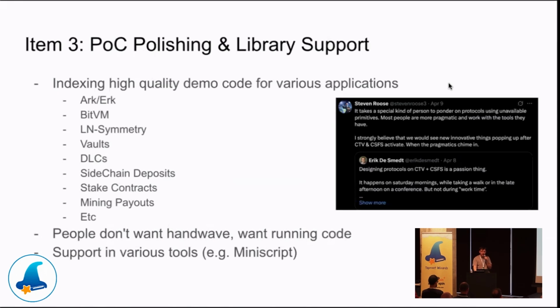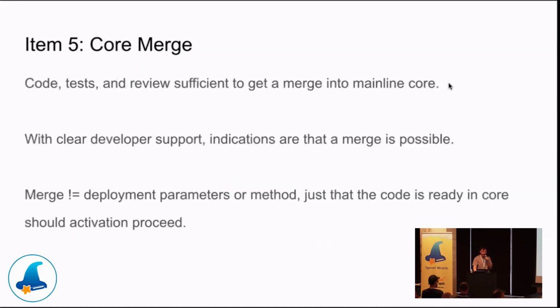And as Stephen points out, it takes a special kind of person to ponder protocols using unavailable primitives. Most people are more pragmatic and work with the tools they have. So keep in mind that somebody who's putting this out, if you start harassing them and saying this isn't production grade, well, yeah, it can never be production grade until the product is on market. And then I think at that point we'd see sufficient community buy-in.